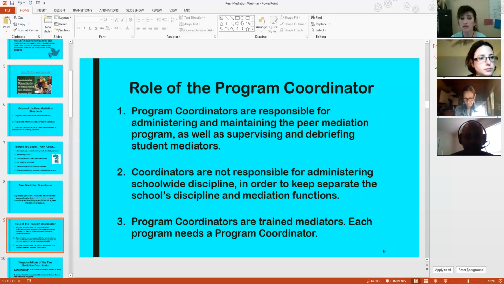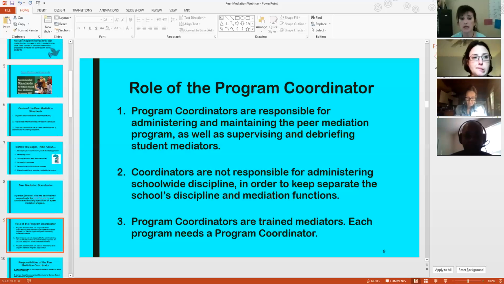Now, the important thing is a coordinator is not responsible for discipline, and so we need to tell the administrators that right off, that we don't administer discipline, nor do we want to be disciplinarians. Mediation is totally separate, it is voluntary. The kids have to want to come to mediation. I tell administrators I don't want kids forced to come, because then that's against the standards, the ethics.